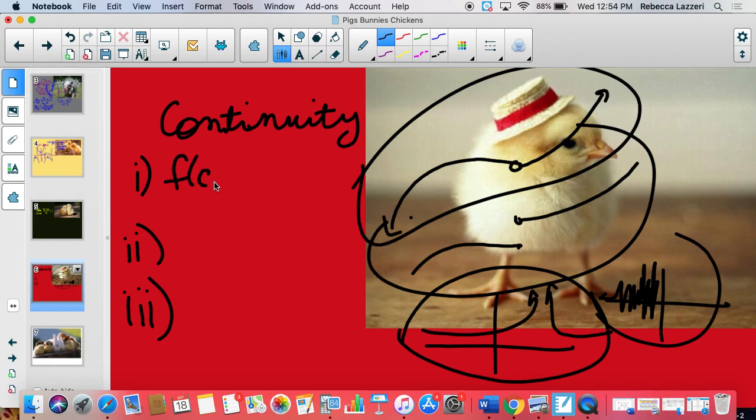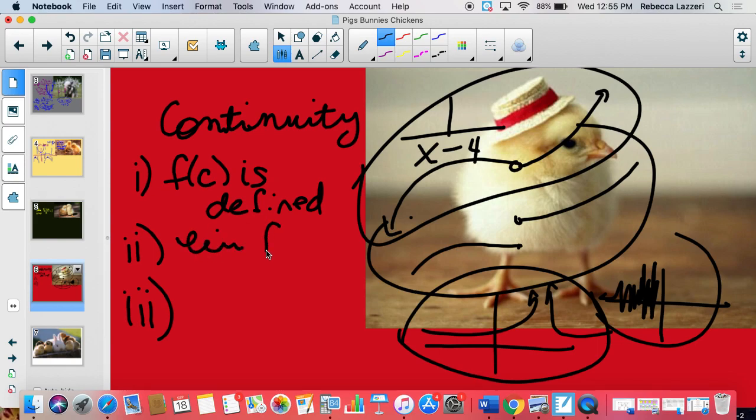First of all, f of c has to be defined. Like if I ask you if this is continuous at 4, no. You're done. It's discontinuous, it's not defined at 4, so why am I going to look at it anymore, okay? So sometimes it's game over at the first step. All right, f of c is defined.